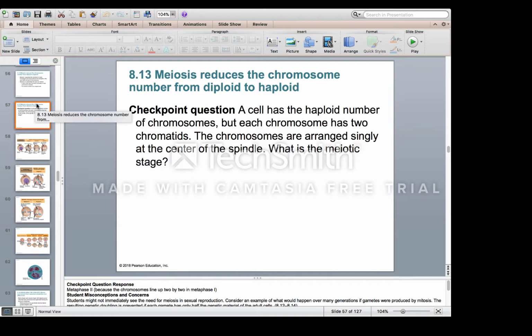Okay, so in this, it's going to be what? They're lined up, right? If they're lined up at the metaphase plate, they're in metaphase 2 because they line up 2 by 2 in metaphase 1. So these guys are arranged singly at the center, so they're definitely in metaphase 2. If they were lined up 2 by 2, they'd be in metaphase 1.